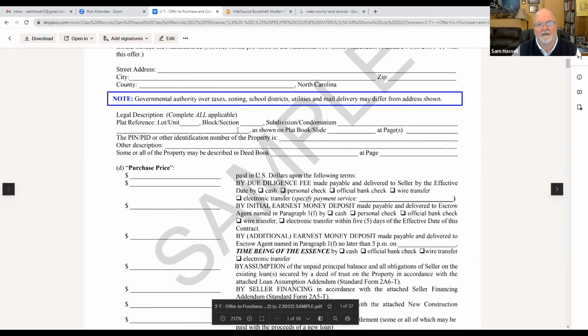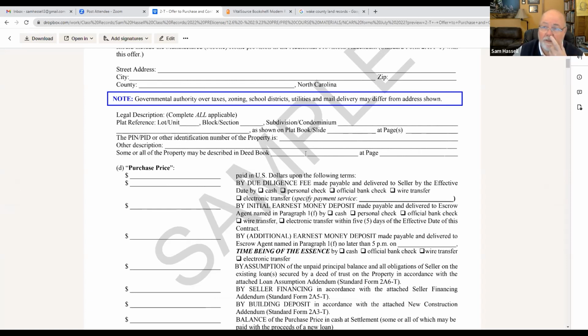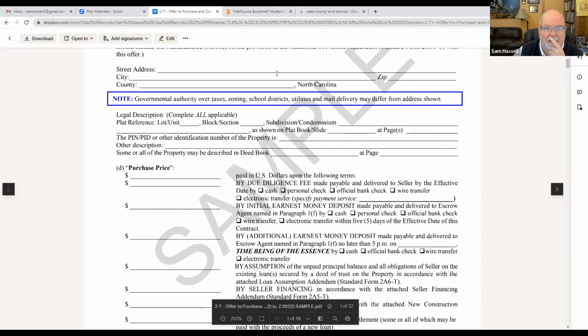We have an extra line here. Do we have a plat book or do we have a slide, and at what pages, okay? And then there's a personal identification number that we're going to want to put in here. All right. And then any other description. If we have a deed book, we're going to put it in here. So all these things are there. And you want to put in everything that you can possibly find.